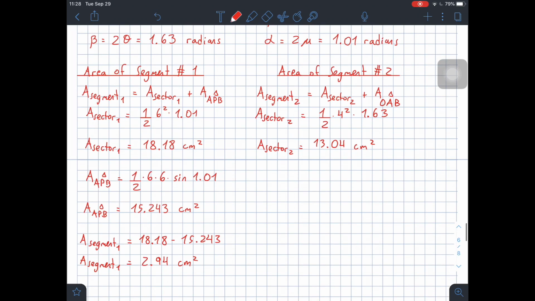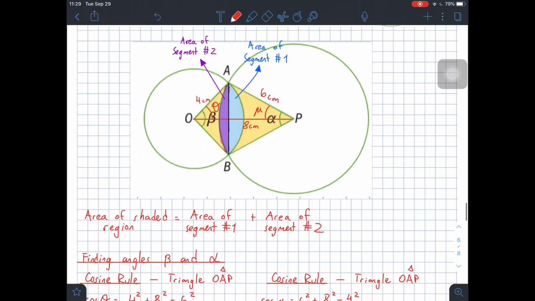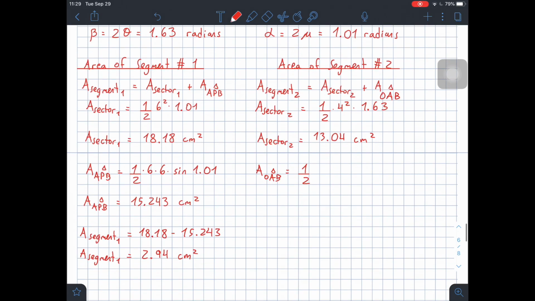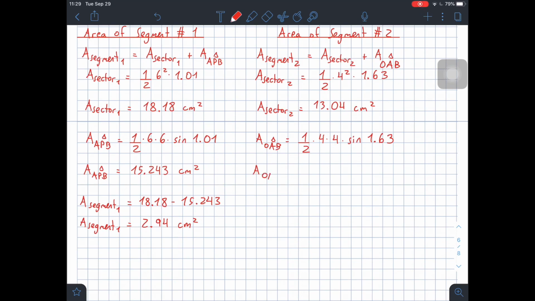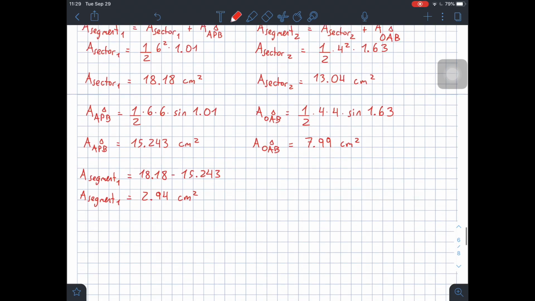Now I need to find the area of triangle OAB. The area of triangle OAB is 1/2 times the sides, which are 4 and 4. Both are radius of the circle. So this would be times 4 times 4 times sine of the angle, which is beta. Beta is 1.63. Okay, so we find the area of triangle OAB, and we get a value of 7.99 centimeters squared.